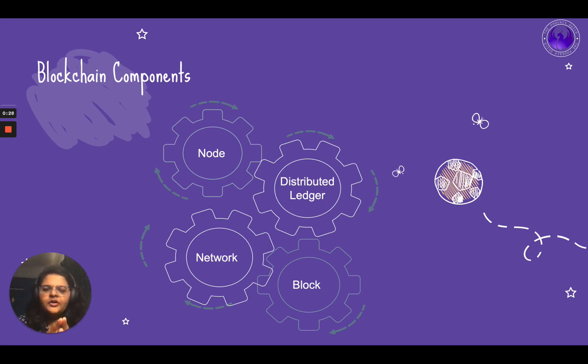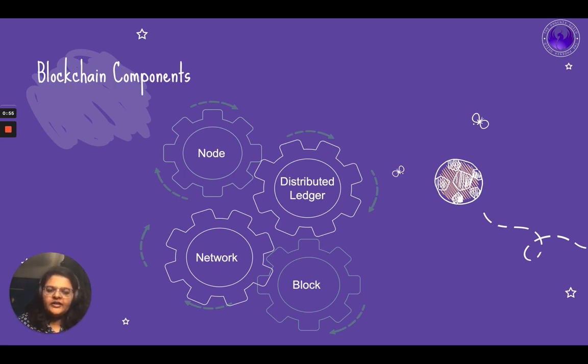A node. What is a node? A blockchain node is nothing but a computer which runs some type of code in order to facilitate the blockchain's running. What is a network? A blockchain network is a connection of all of these nodes that are put together and interact in a peer-to-peer fashion.